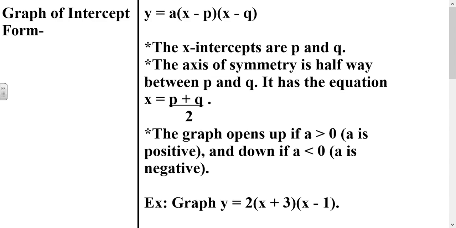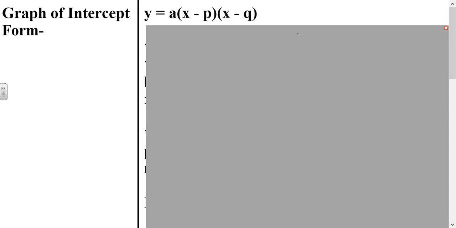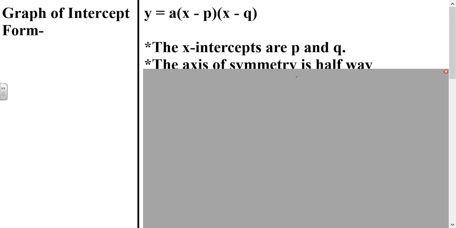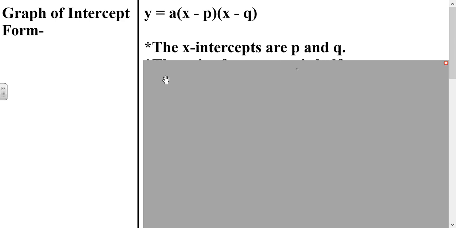Okay, now let's look at an equation in intercept form. So we have y equals a times (x minus p) times (x minus q). So p and q are your x-intercepts. So if you think about what that means, x-intercepts are the points where the graph crosses the x-axis.